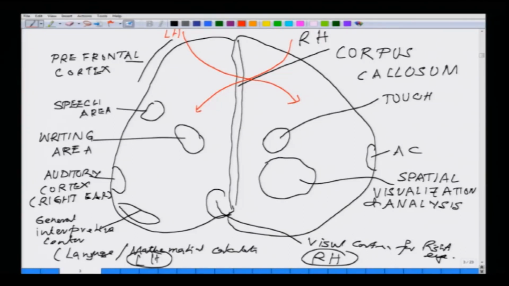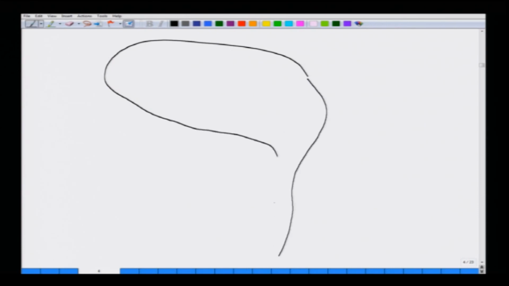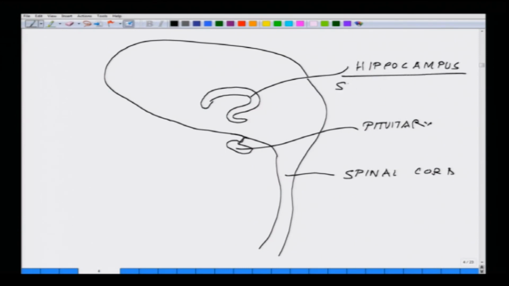If you look underneath, if I go a little bit more into the anatomy, a side view of the brain will be something like this. Out here, you have an organ called the pituitary, which is the neuroendocrine organ, and here you have the spinal cord. And out here, deep inside, there is an organ called the hippocampus, the seat for memory.